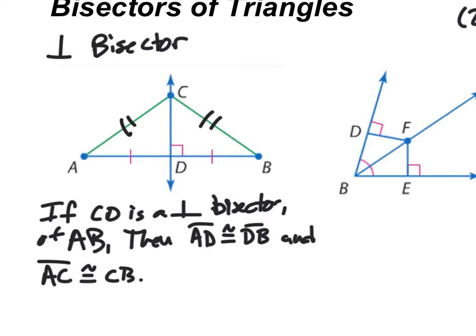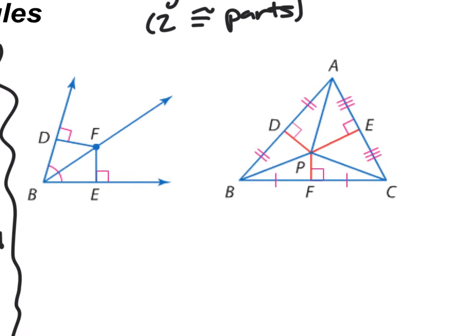Now there's also a converse to this. There's another way to think about it, and that's if you know that you have these two segments congruent in a triangle and that these two segments are congruent, then you know that CD is a perpendicular bisector. So that's one thing that we know, and we've got a few other figures to talk about, so let's go ahead and take a look at those.